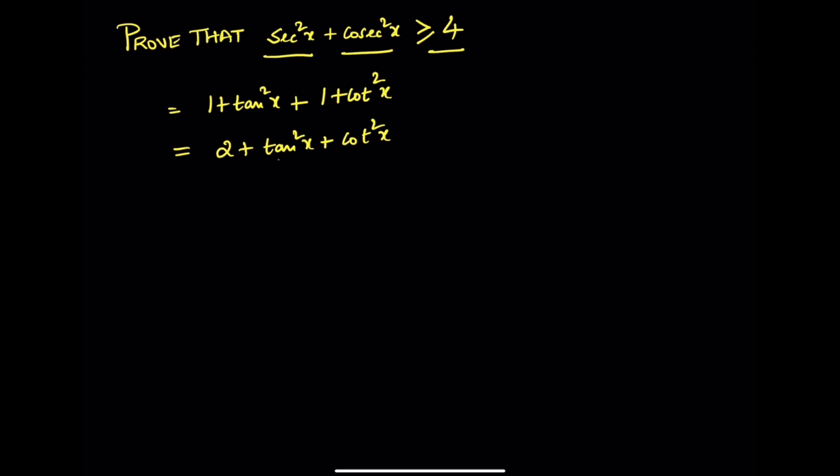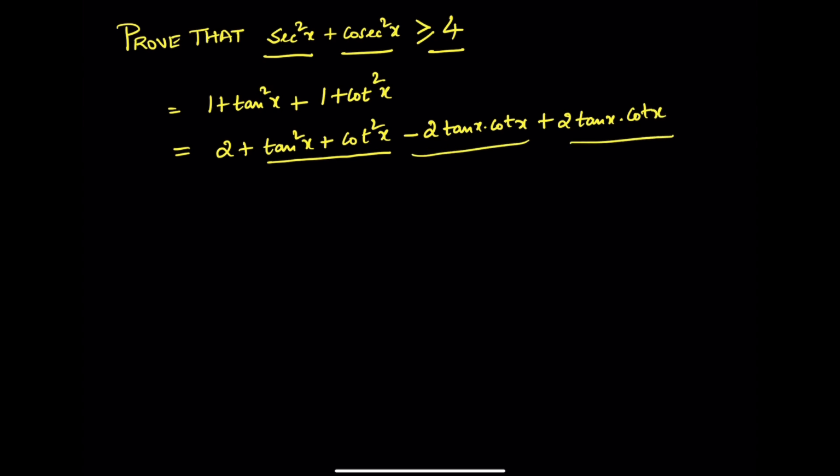Now tan square x plus cot square x, we have reached a dead point. So now we go back to our previous implementations in the previous videos. So what we do is, here we can add and subtract 2 times tan x cot x plus 2 times tan x cot x. So this addition and subtraction does not change the entire value because these two will cancel out.